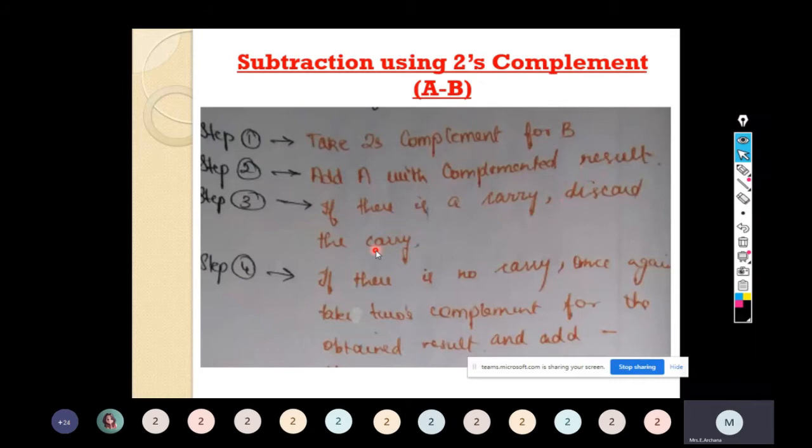Here in this rule, step 3, if there is a carry, discard the carry. If there is no carry, once again take 2's complement for the obtained result and add a negative sign. This is the same as that of 3. In 1 and 3, the step gets different. There it is 1's complement, here 2's complement. There, if there is a carry, we add it to the sum. If there is a carry here, we discard the carry using 2's complement.